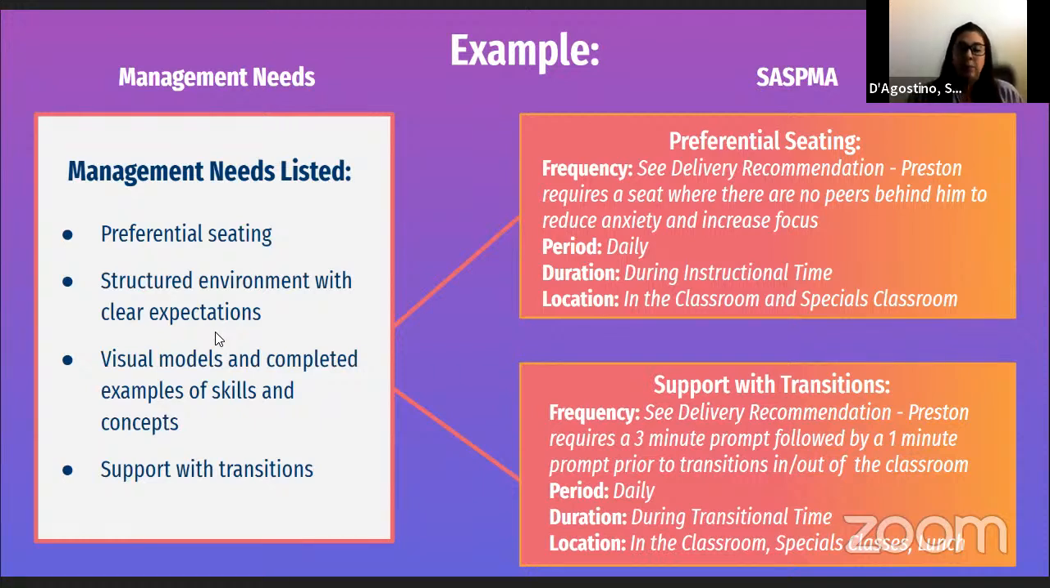So for preferential seating, Preston requires a seat where there are no peers behind him to reduce anxiety and increase focus. So if you're a social worker and you've put into the PLEP that the student can present as anxious, is inattentive at times, and has more success when there are no peers seated behind them, that's a management need, because we are adjusting the environment for this student to make sure that they are in a seat where there's no peers behind him. But when we list it as management needs, it just says preferential seating. So we really want to define that.